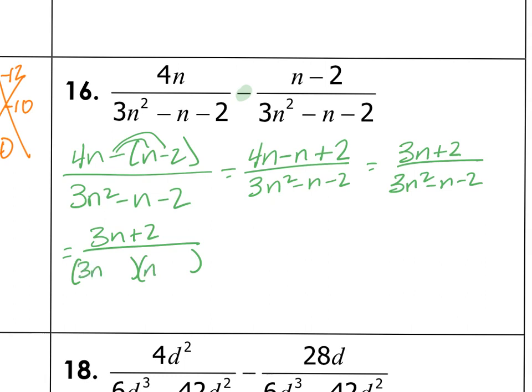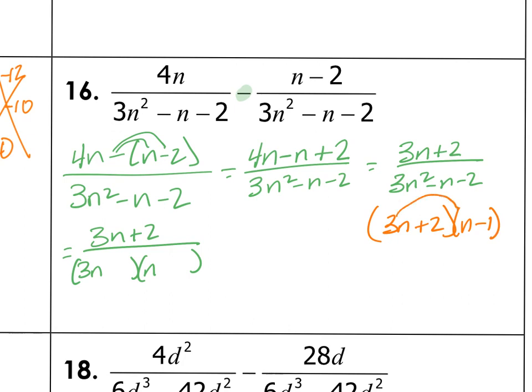Kind of like what we've been doing, I'm pretty sure it's going to be 3n plus 2. And then 2 times what number gives me negative 2? Well, negative 1. Let's multiply this out and make sure this is right.